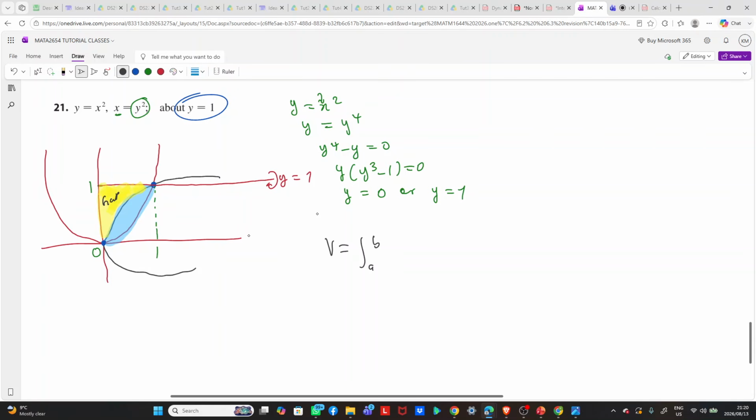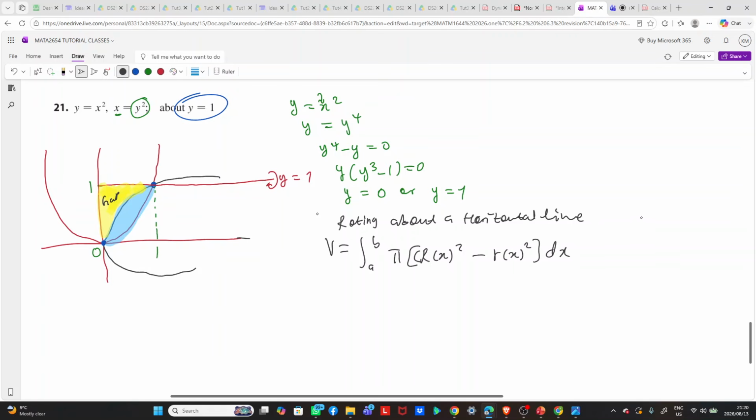Think about it. When this is a horizontal line, so when you are rotating about a horizontal line, you are going to have that the volume is in terms of variable x. So you'll have the integral from a to b of pi times big R of x squared minus small r of x squared dx.